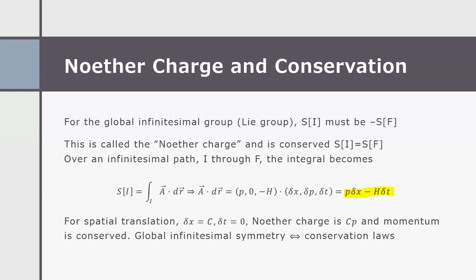And as you see the computation, that comes out to be P times the variation in X minus H, the total energy, into the variation in time, okay? So if we're just doing a global and finite space translation, what we have is that the variation in time is zero, delta X is some constant, and then the Noether charge is a constant times the momentum.